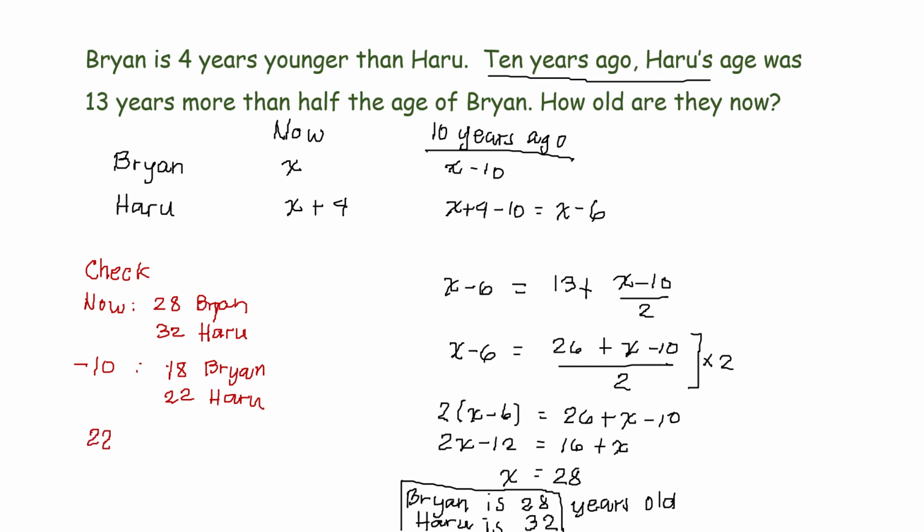And his age is 13 more than half of the age of Brian. So half of 18 is 9. 18 divided by 2 is 9. 9 plus 13 is 22. So that makes our answers correct.